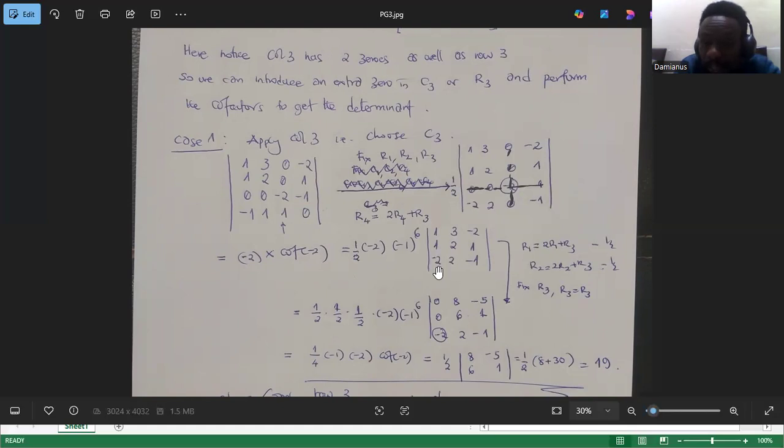I fix row 3, so row 3 equals row 3, then multiply row 2 by 2 and add to row 3. Remember, that will scale the determinant, you'll need to divide by 2. Likewise, this guy I multiply by 2, so row 1 is twice row 1 plus row 3. Why? Because this will give me 0 here, 0 there, and then I can use this part for expansion.